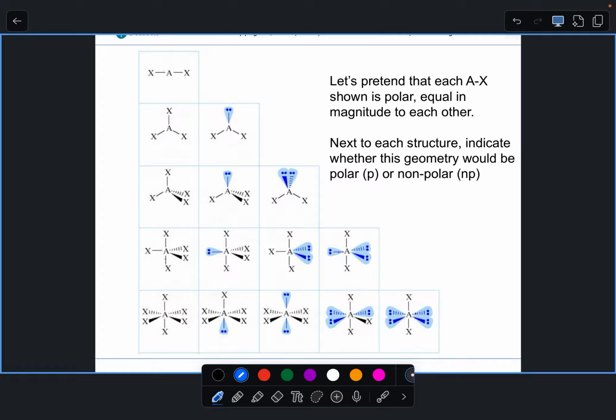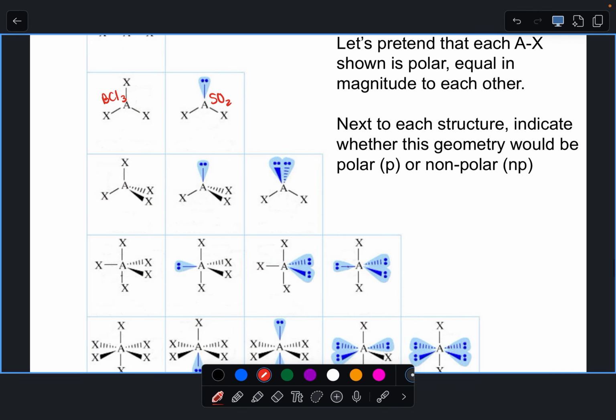So I can give you a couple, like I'll probably write in the formula of one that we've done that looks like these. So like CO2 we said here, BCl3 we did there. I think we did SO2 for this one. So I'm just going to write these in. So if you want to reference back to the pictures that we've done of these, each of these individual ones, you can.